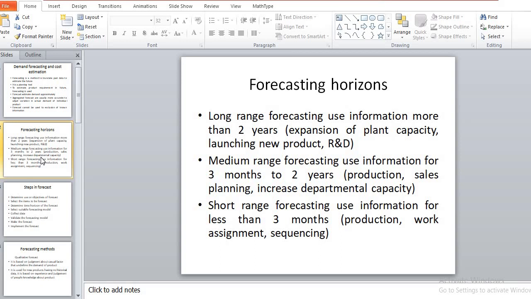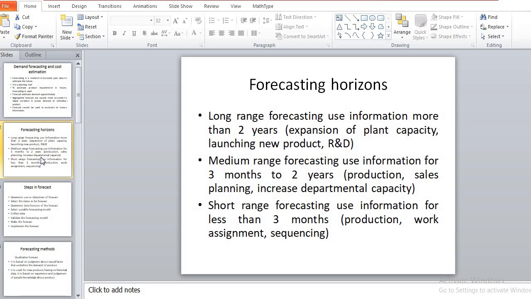Long range forecasting is generally used for the expansion of plant capacity, or launching of a new product, or for R&D of a particular product. So we use previous data of more than 2 years, and it is generally used for expansion of plant capacity or launching new products in the R&D department. So this is long range forecasting, related to the long term goal.